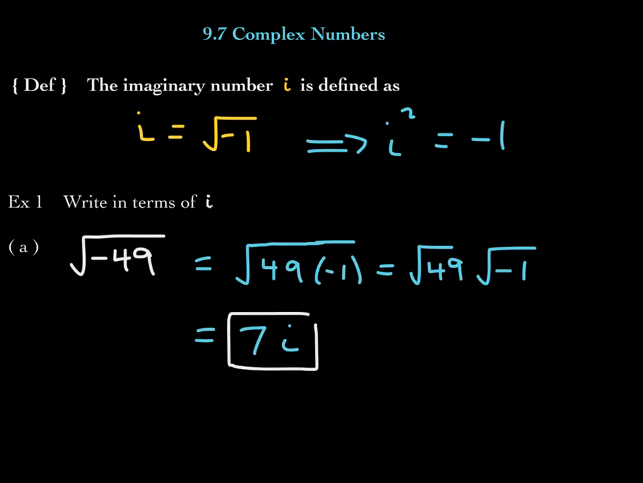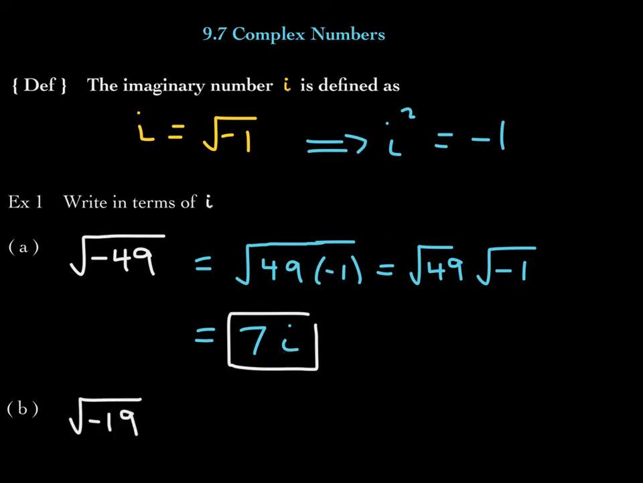What I like to tell students is that whenever you see a negative underneath the square root, that generates the imaginary number i. And once you've accounted for the fact that the negative generates i, you can kind of ignore it. I'm going to cover it up right there. And then the square root of 49 is just 7. So the square root of 49 is 7, and then the negative gives you i.